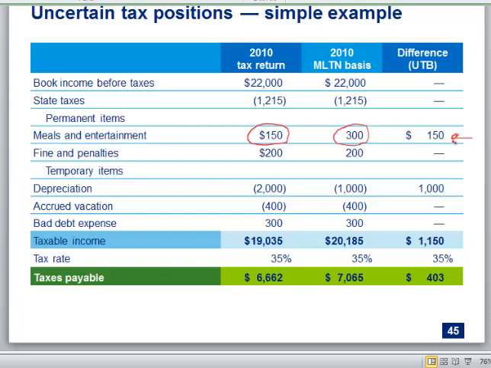And we have one permanent item and we have one temporary item. Right? So our meals and entertainment is permanent, and our depreciation is a timing item. So, yep. What are you saying? The difference between the 150 and the 300? So that difference could be you interpreted the 274 rules differently than the government might interpret them.